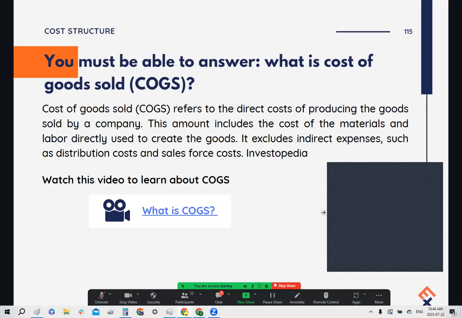by a company. So we could go back to that unit economics. To produce one thing, what do I need, right? And that's the question, what do I need? And so all of the things come into play in this. So this amount includes the cost of materials and or labor directly used to create the goods, right?